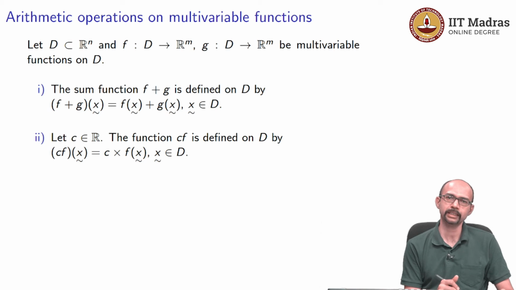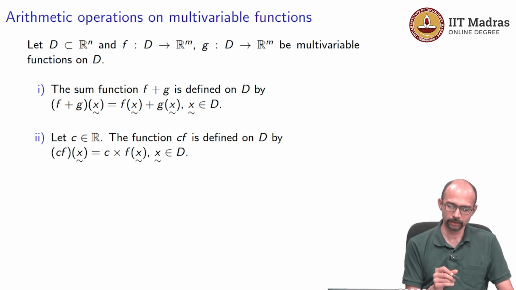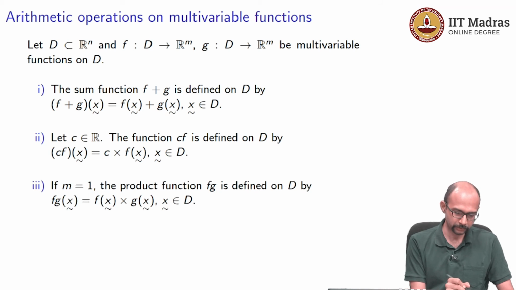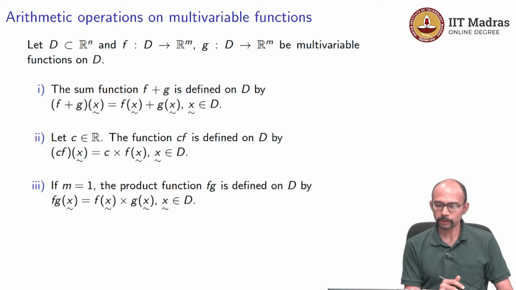So, what does that mean? Again, this is scalar multiplication in R m. That means it multiplies each component in R m, and if m is 1, this is a case of scalar valued multivariable functions.